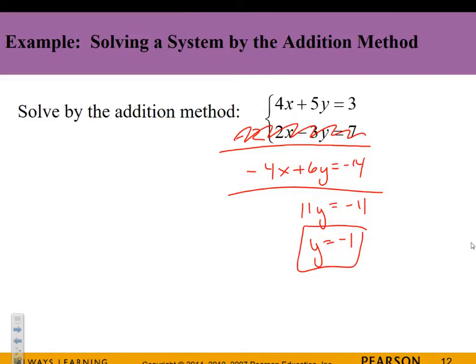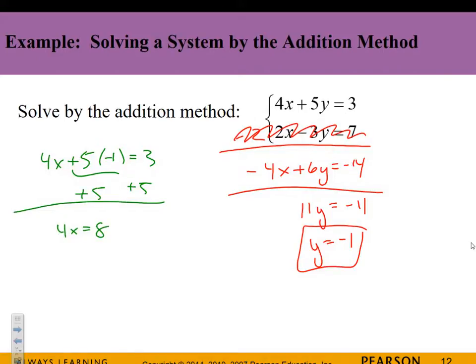Now I can take that y, plug it back into one of the first equations. I'll just use the one that's still exposed here. So I should get 4x plus 5 times -1 is 3. This is -5, so I'm going to add 5 to both sides. Therefore, 4x is equal to 8. X is equal to 2.